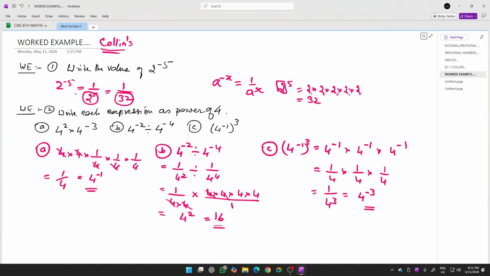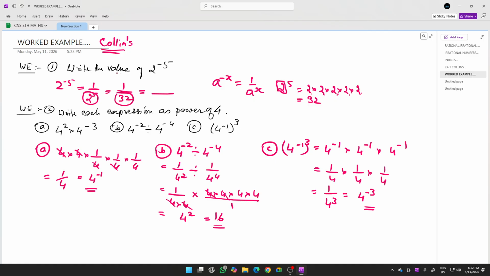Is that clear? So 2 raised to minus 5 can be written in this form as 1 upon 2 raised to 5, and it can also be reduced to 1 upon 32. And 1 upon 32 can be written in a decimal form also. For that you will have to either use a calculator or perform this division, and you will get some answer of 1 upon 32 in the decimal form also. I'm not going for that. So this is example number 1.